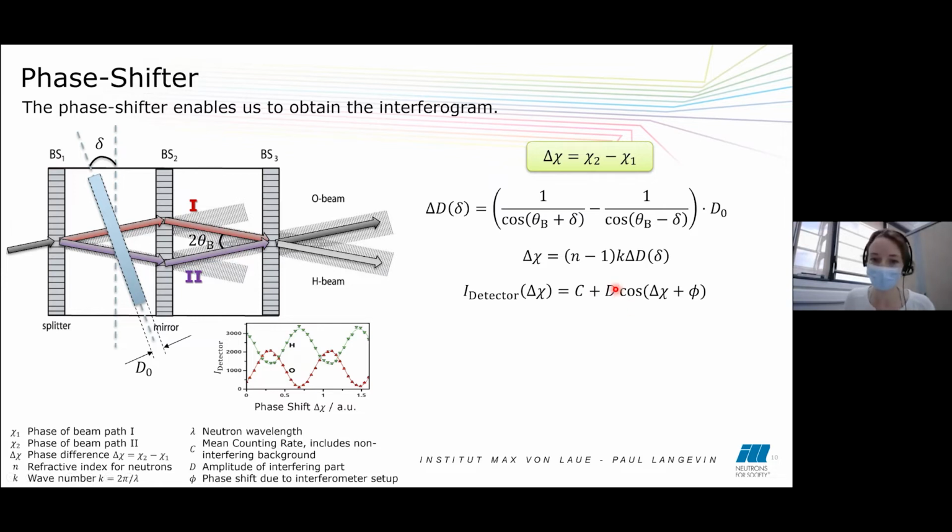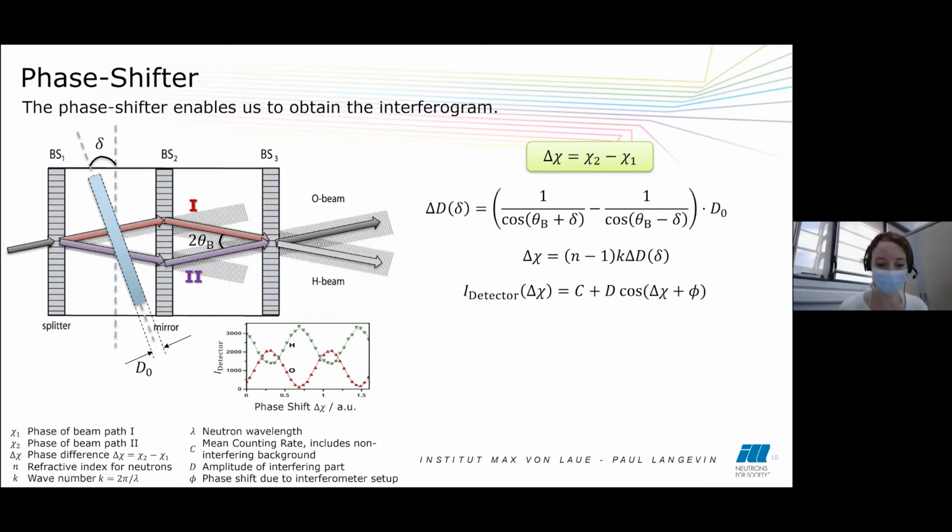Hence, intensity oscillations are somewhat damped compared to the predicted behavior, and this is mostly due to imperfections of the apparatus, especially the interferometer itself, and the neutron beam being not perfectly monochromatic. To explain a little further, C here is the mean counting rate in one of the interfering beams and includes the non-interfering background. And delta psi, as I said, is the phase shift. And phi is an internal phase shift of the interferometer itself and has to be measured for data reduction.